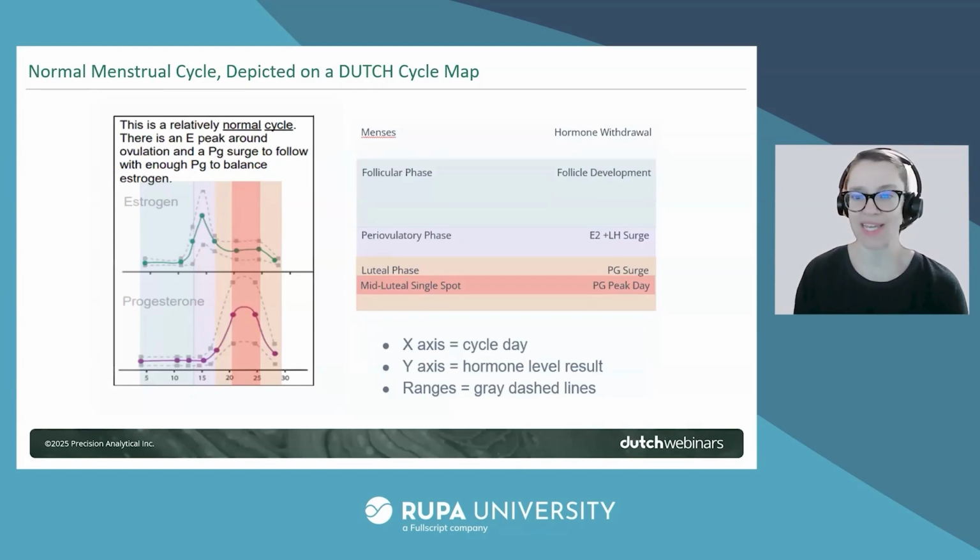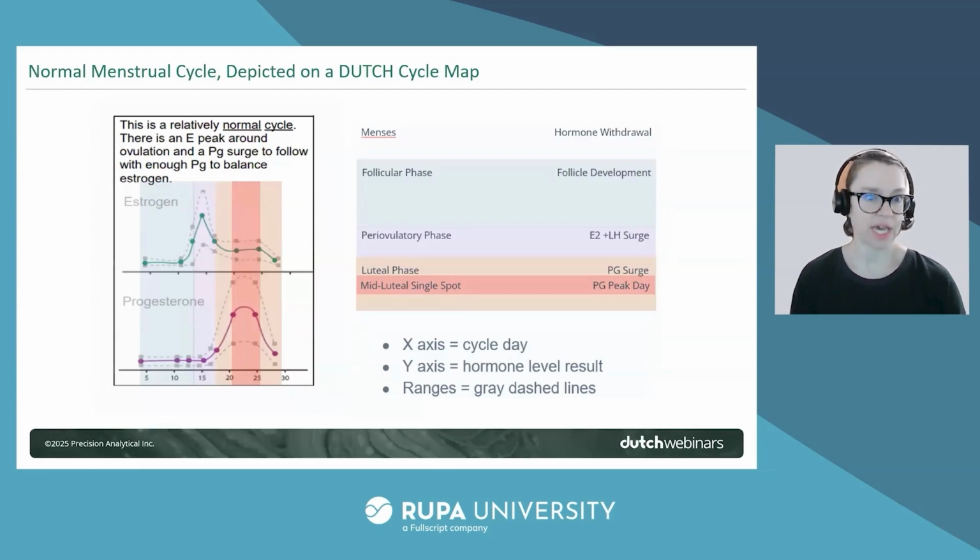You can see why timing for cycling patients can be so important. But with a cycle map, we get the benefit of seeing everything throughout that cycle. When we're looking at these cycle maps, across that X horizontal axis is mapped out the cycle day. Across the Y vertical axis is going to be the hormone measurement.